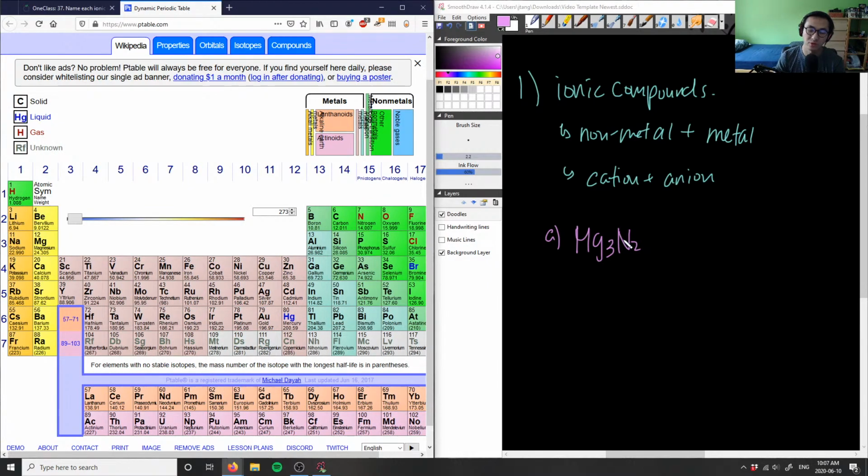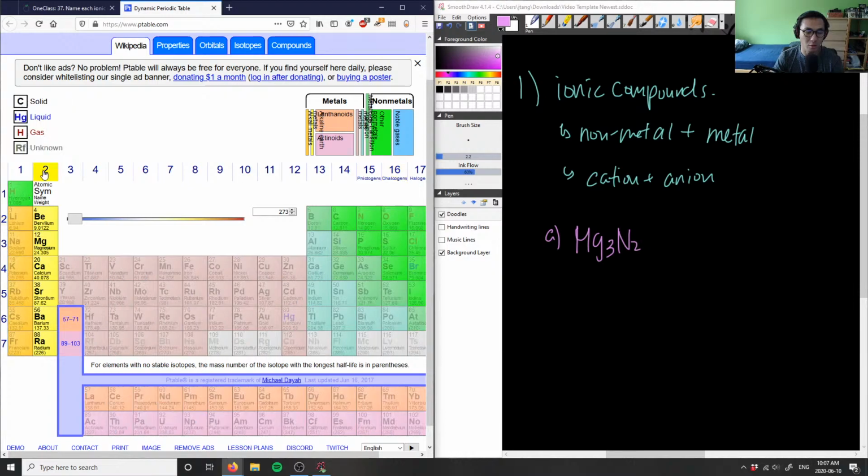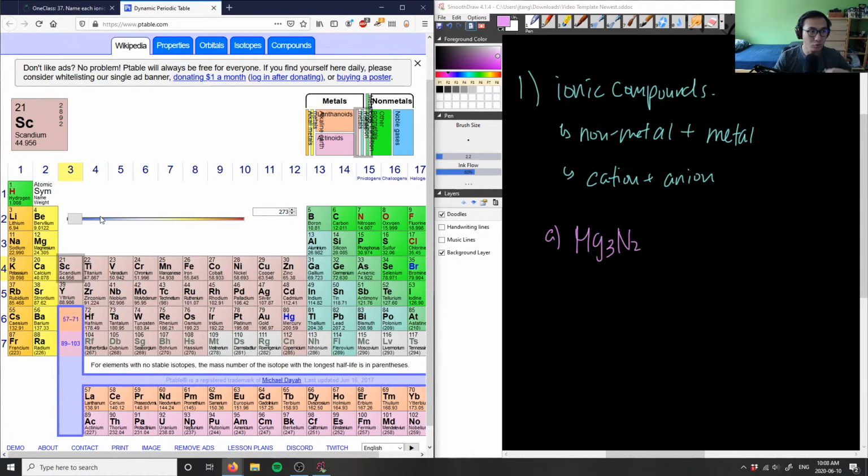For the naming of this first one, I would go to Mg and look at which element this is. Usually, for ionic compounds, our metal is the first element in the compound, and the second one is our non-metal. So the first one is magnesium. Our metals exist on the left side of the periodic table. So we know that Mg is magnesium, and you can write magnesium here.